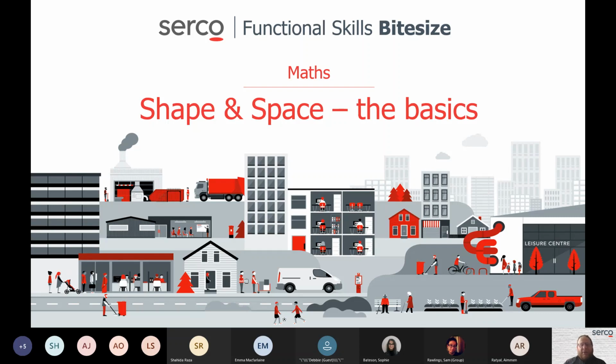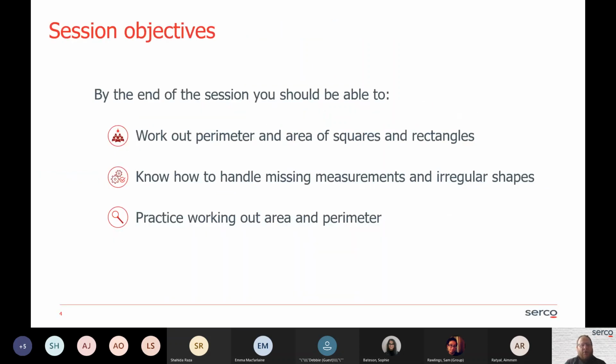So this session is going to look at shape and space and looking at the basics. What I'm going to try and cover in this session is working out perimeter and area of straightforward shapes. And by straightforward, we're talking about squares and rectangles mainly. Four-sided shapes are nice and easy. Know how to handle if we've got missing measurements or irregular shapes. And I'm also going to give you some practice to working out things. So you might want a calculator, or even better, pen and paper, would be really good.